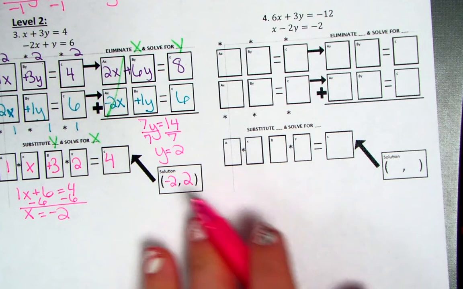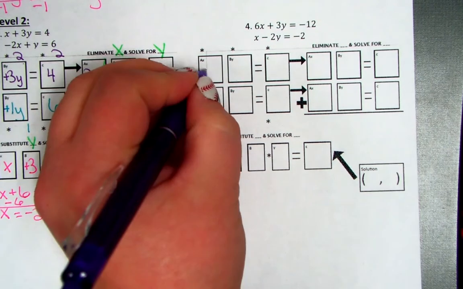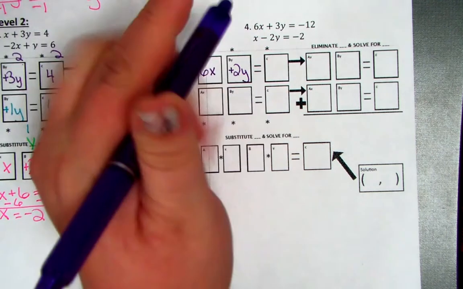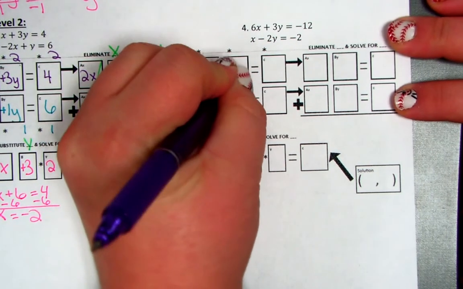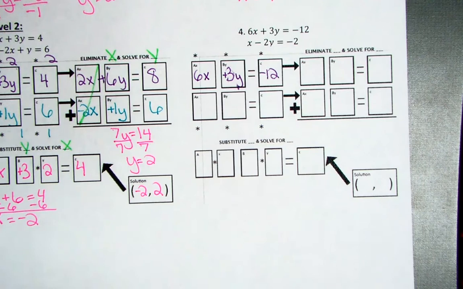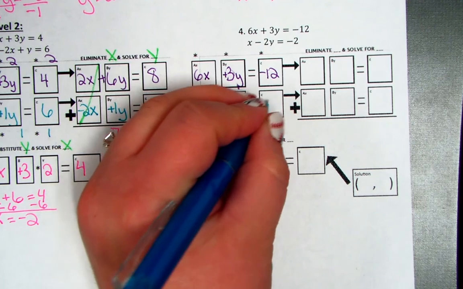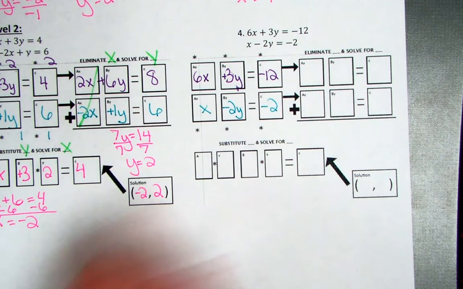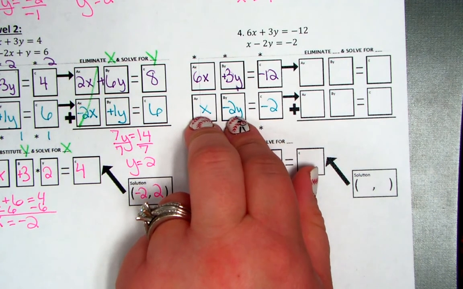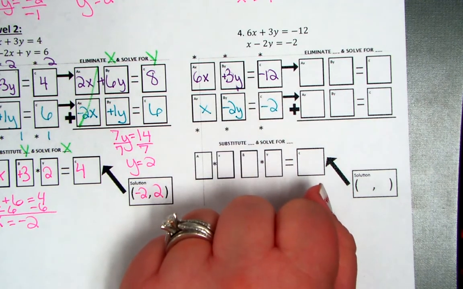Let's do one more level 2 type problem. I'm going to write the first equation in our first row. 6x plus 3y equals negative 12. And the second equation, x minus 2y equals negative 2. We don't already have matching variables with opposite coefficients, but we do have one that would be a little easier than the other.